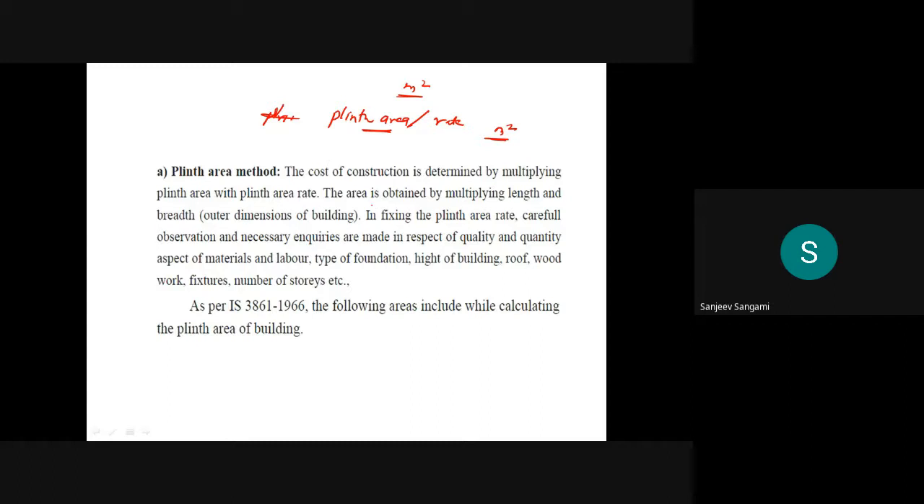Then the area is obtained by multiplying the length and breadth, the outer dimensions of the building. So in fixing the plinth area rate, remember this: length and breadth. Most of the time we will calculate the height also, which is not correct. In fixing the plinth area rate, careful observation and necessary inquiries are made in respect of quality and quantity aspects of materials, labor, type of foundation, height of building, roof, woodwork, fixtures, numbers, and number of storeys, etc.